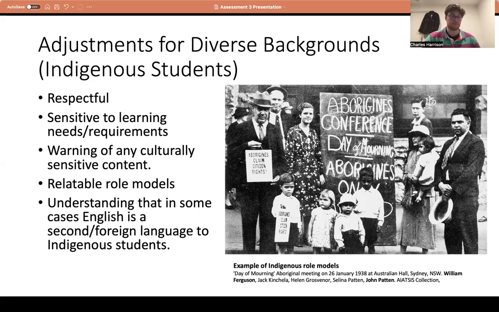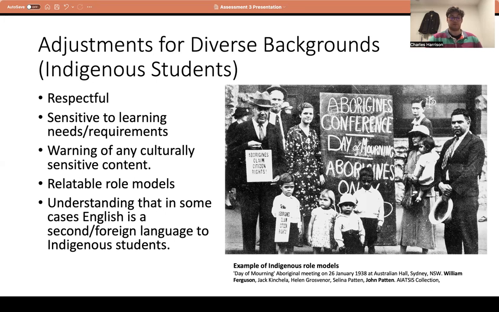The topic of Aboriginal civil rights activists will provide Indigenous students with role models of their own. The activists John Patton and William Ferguson are great examples of role models for young Aboriginal students, as they, along with other members of the Aborigines Progressive Association, were some of the earliest Indigenous civil rights activists in Australian history.